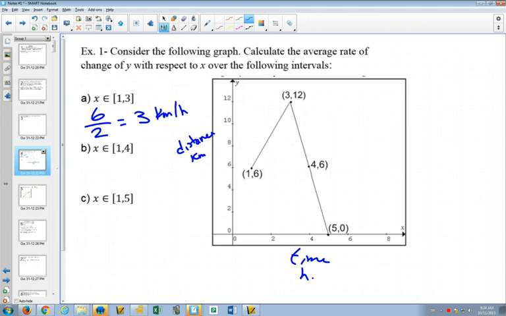From 1 to 4, our distance hasn't changed. Even though we've gone somewhere and come back, we're now back to where we started. So even though it's happened over 3 hours, our average rate of change is 0 kilometers per hour. You could have accomplished the same thing by just not going anywhere.